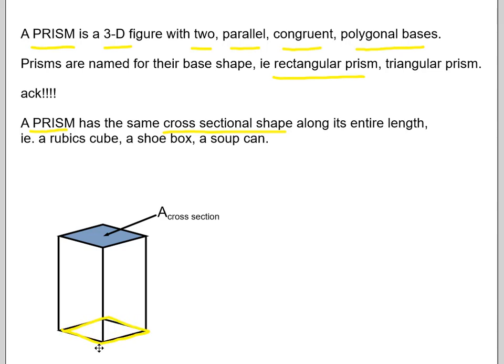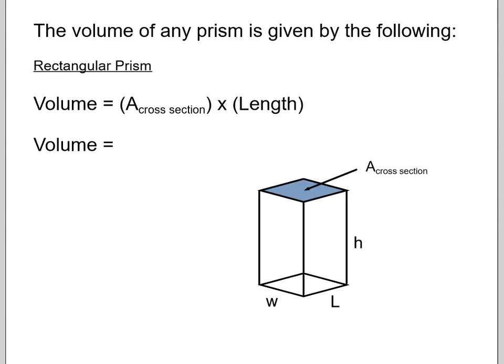you would see it maintains that shape, that area, throughout its width. It doesn't flare out, it doesn't get narrower. That's maintaining the same cross-sectional shape. So when I say the area of the cross-section, that's what I mean. Okay, so let's do a couple here.